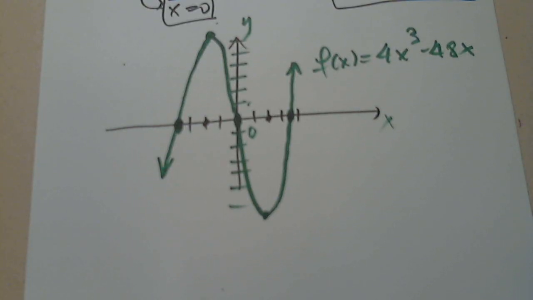Is this okay? Okay, so you have to select no horizontal asymptote.